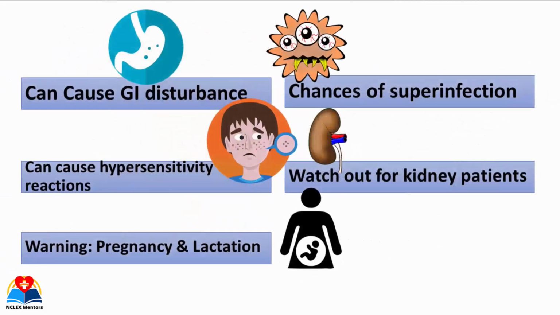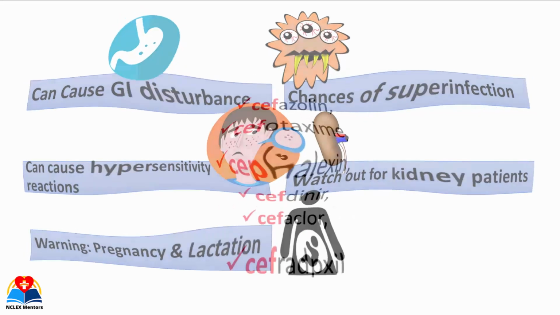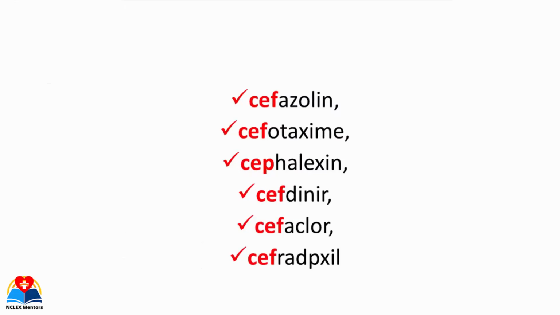So, as we studied in penicillin, these cause GI disturbances, so should be taken with food. Care should be taken so that superinfections are reduced. There is a chance of hypersensitivity or allergic reactions. These drugs too are excreted renally and are nephrotoxic in patients who have predisposing renal insufficiency. And these drugs should be used with caution in pregnant and lactating mothers.